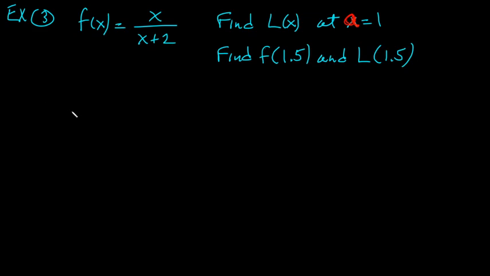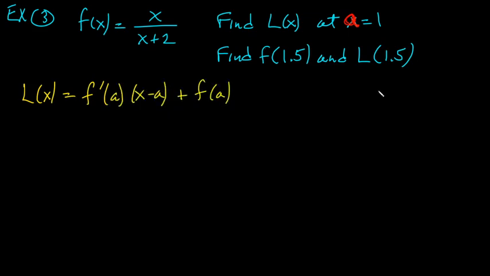Okay, everyone all set? All right, so the linear approximation is, yet again, f prime of a times x minus a, plus f of a. So in this case, when a is 1, this is going to be f prime of 1 times x minus 1 plus f of 1.